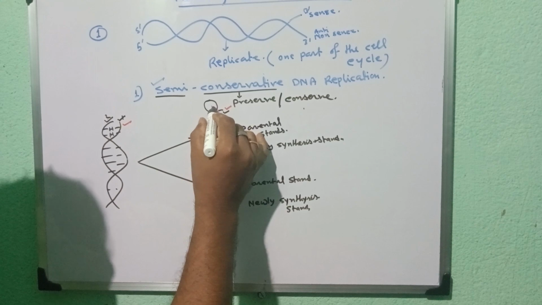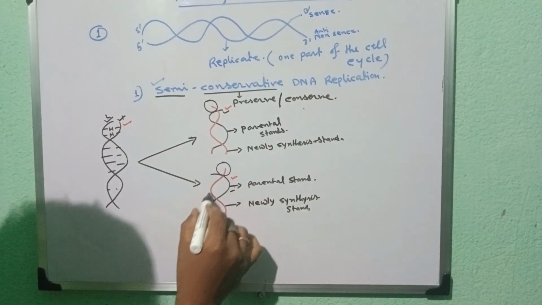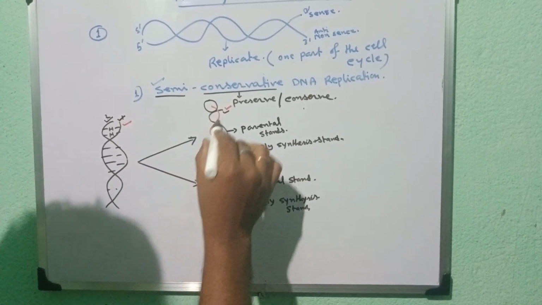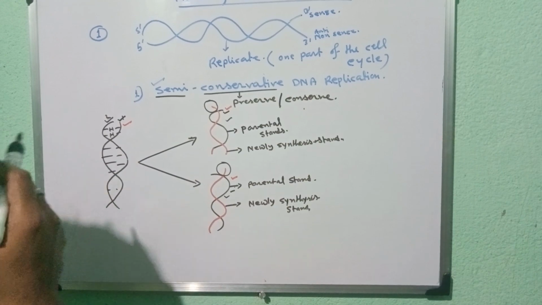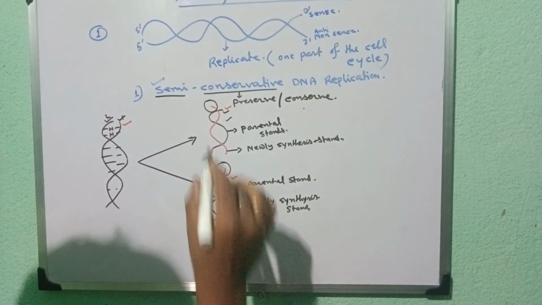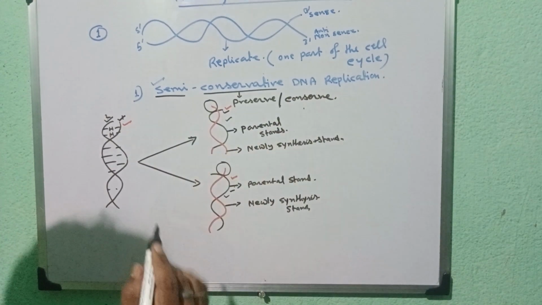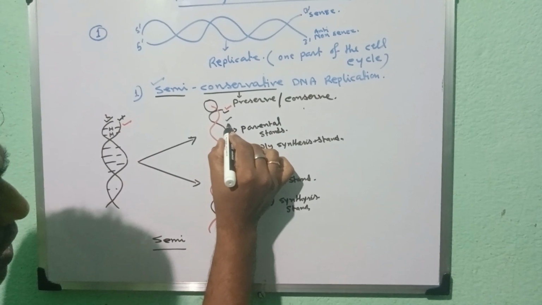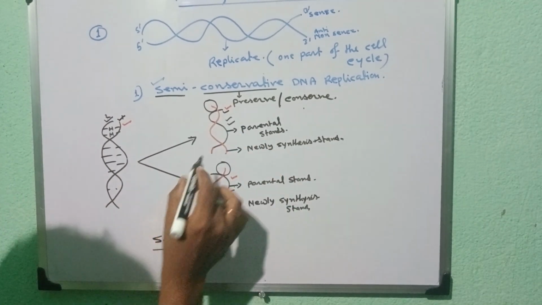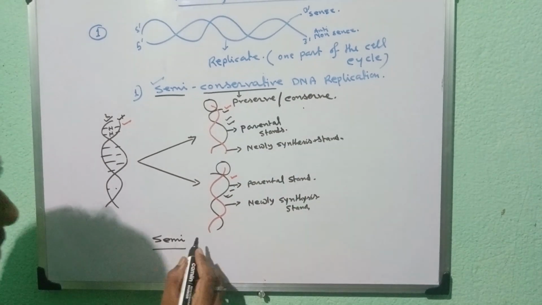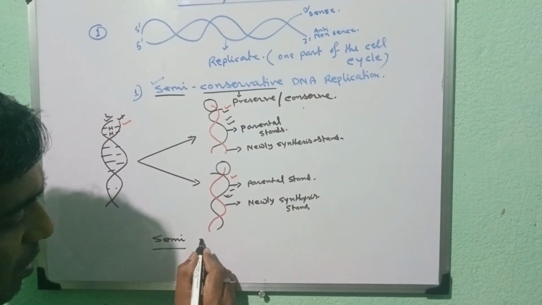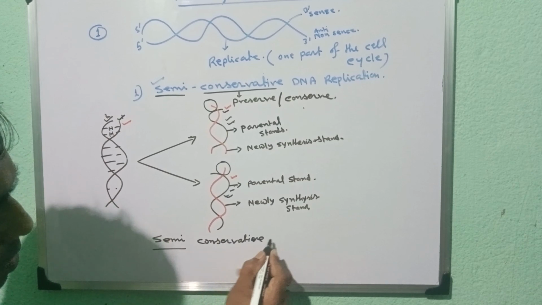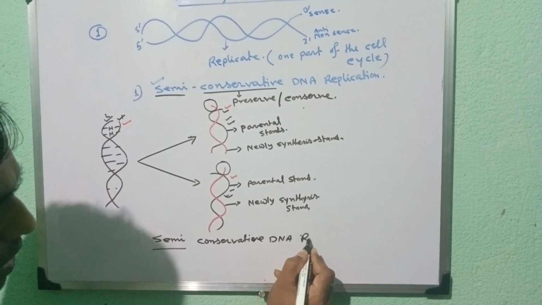And here also a new strand is synthesized. So half of the strands are separated to each other, one here and one here. This replication is called semi-conservative. Semi means one strand here and one strand here, half in each. So this is called semi-conservative DNA replication.